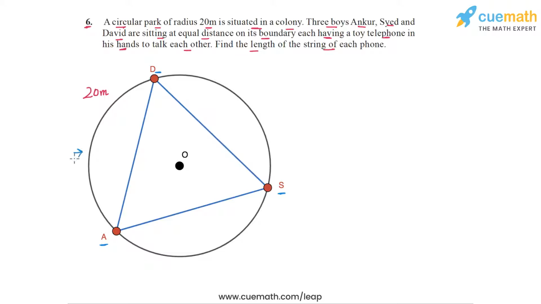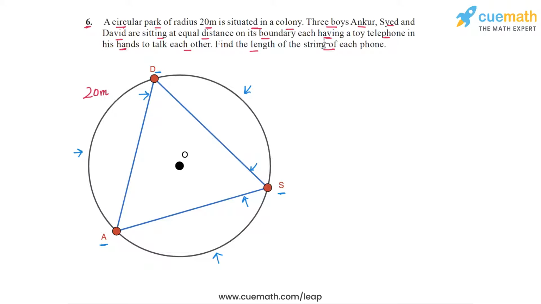So the arc length DA, the arc length AS, and the arc length of SD will be the same, which means that the corresponding chords will also have the same lengths. So chord DA, chord AS, and chord SD will also have identical lengths. So DAS forms an equilateral triangle.